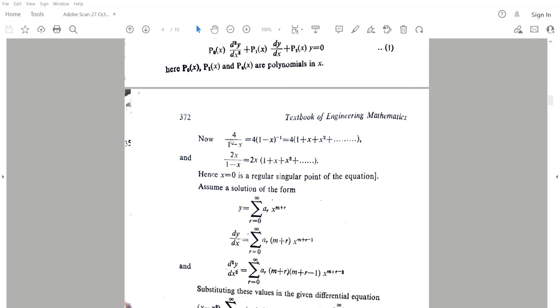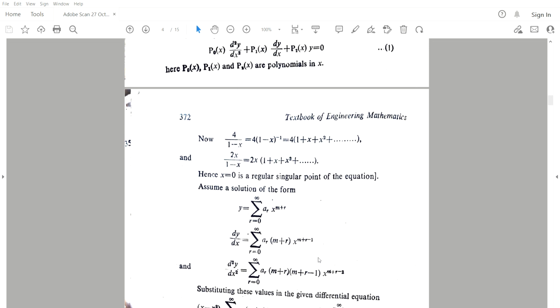Then we will equate the coefficients of the lowest power of x to 0. After substituting all these, the left hand side will be an infinite series. We will take out the coefficients of the lowest power of x. It may be x to the power 0, it may be x to the power 1. Whatever is the lowest power of x, we take out the coefficient and equate it to 0. This equation is called the indicial equation. Just underline that, indicial equation.